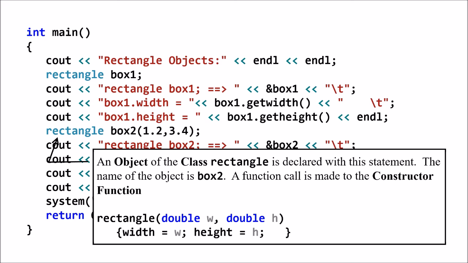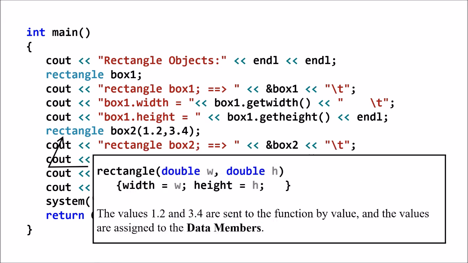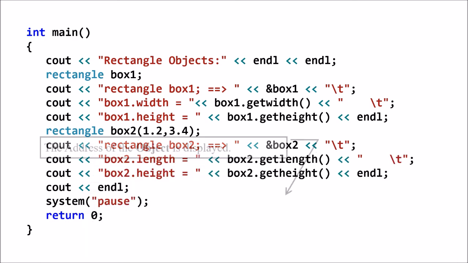So when this function call is made, the value 1.2 is assigned to the local variable w, and the value 3.4 is assigned to the local variable h. And then inside the constructor function, those values are assigned to the width data member of the object and to the height data member of the object. See, the values 1.2 and 3.4 are sent to the function by value, and the values are assigned to the two data members.